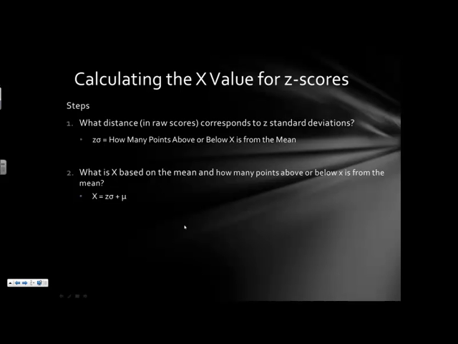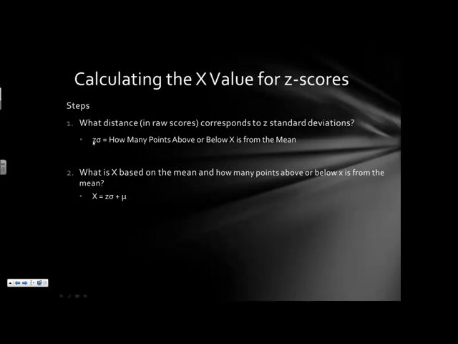The first step is you need to figure out what distance in raw scores corresponds to z standard deviations. So for example, if you know that the z-score for the x value you're looking for is 2, then you need to say, okay, well, what distance is 2 standard deviations? And the way that you find that is you just take the z-score and you multiply it by the standard deviation. The z tells you how many standard deviations away the score is from the mean, and then the standard deviation tells you what the standard deviation is.